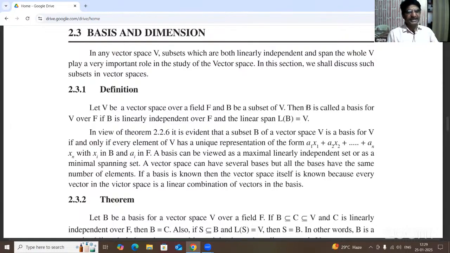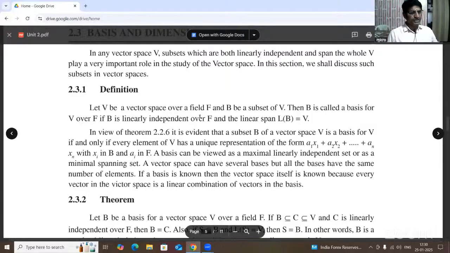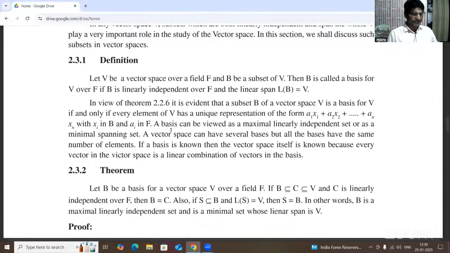If B is linearly independent over F and the linear span L of B equals V. The linear span is denoted by L of S, or, since B is the subset given here, L of B. When these two conditions are satisfied, that is called a basis of a vector space. So what is the basis? The linear independence condition must be satisfied, and the second one, the linear span must form the vector space. When these two conditions are satisfied, that is called a basis of a vector space.